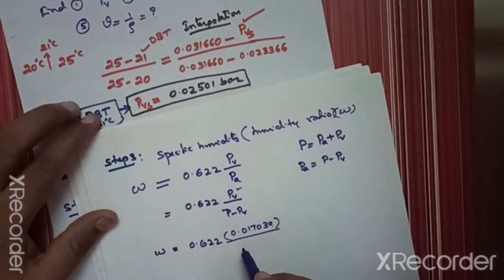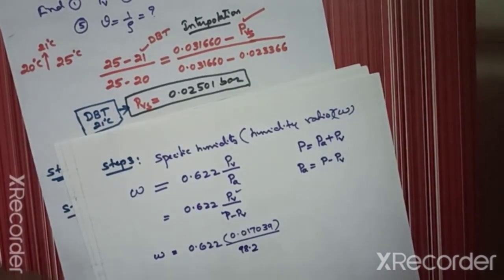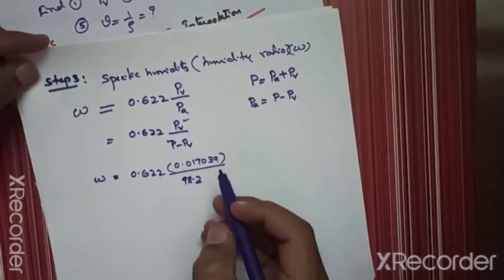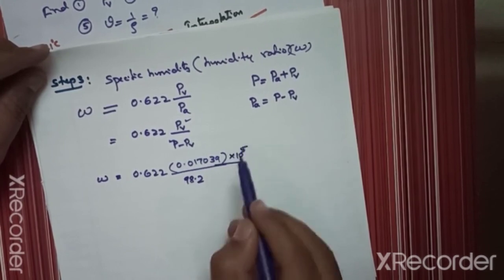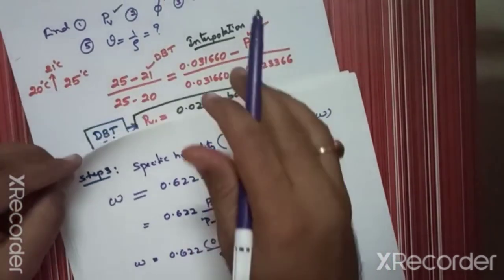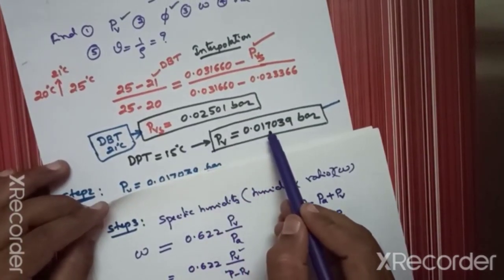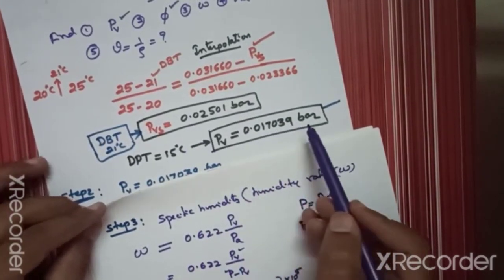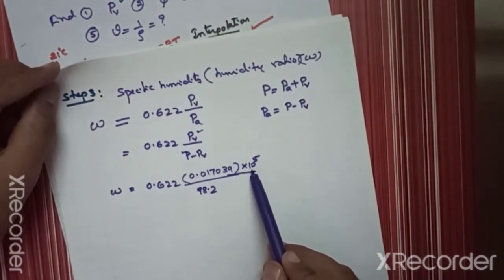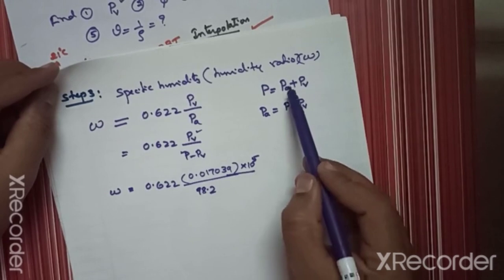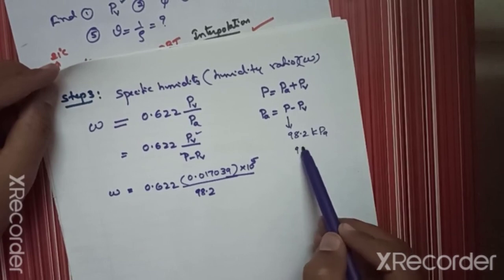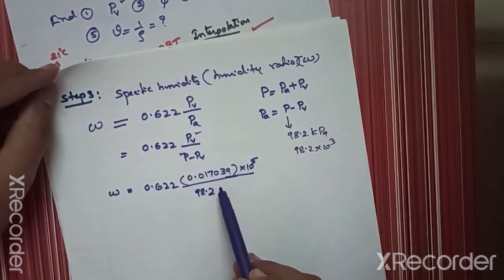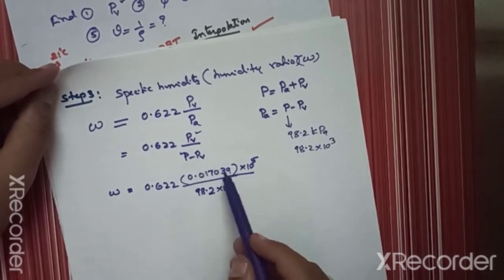So I will write here 98.2 kilopascal. And dear students, be careful when you are substituting the pressure values. Here this value of P is in bar, so I will take 10 to the power of 5. How much value it is? 0.017039 bar it is. So convert bar to pascal, 10 to the power of 5. And total pressure P, this P is 98.2 kilopascal. This also you convert into pascal only, that is 10 to the power of 3. Just multiply with 10 to the power of 3.